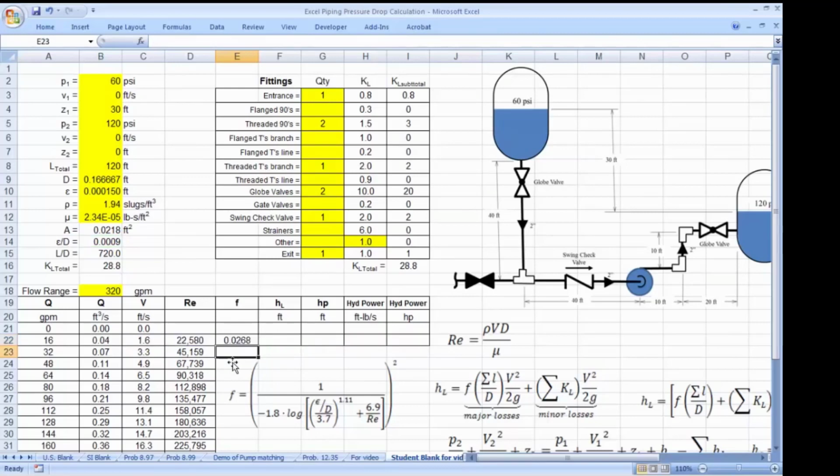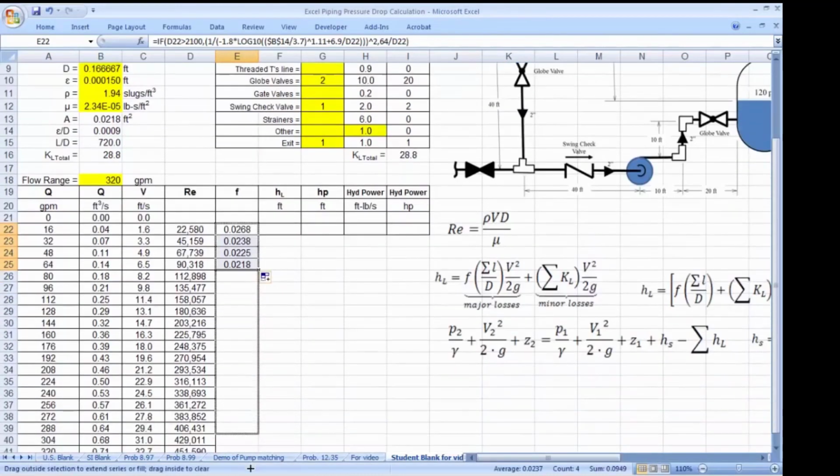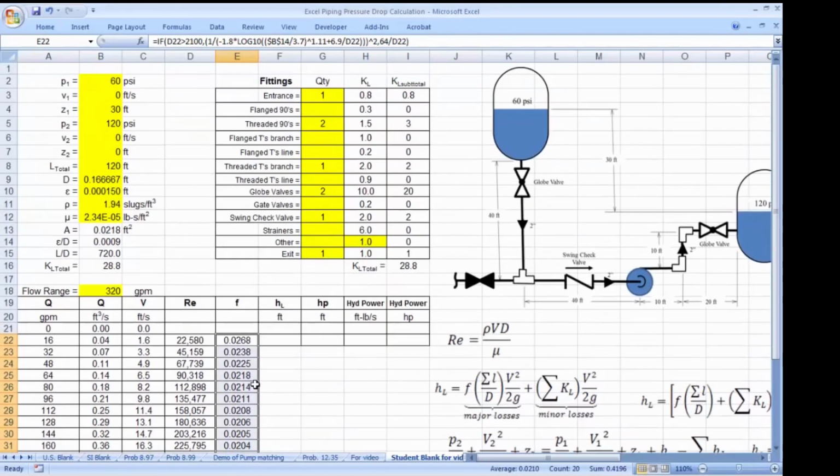We'll double check with numbers I've used before. All right, and I get 0.0268. Okay, so I entered that equation correctly. I just want to drag it real quick to see if I did all my dollar signs correctly. Yes, okay, so I can drag it the rest of the way. And now that's the friction factor.